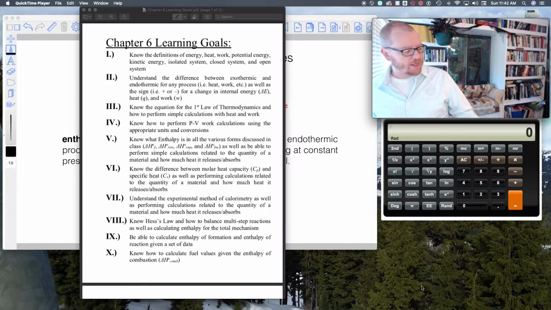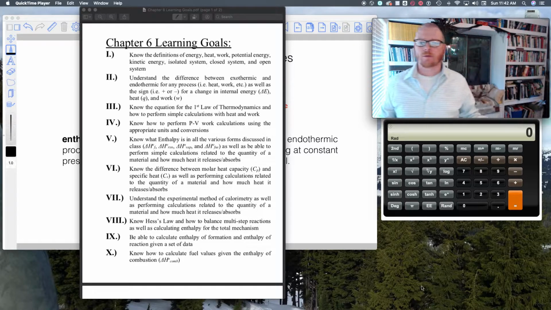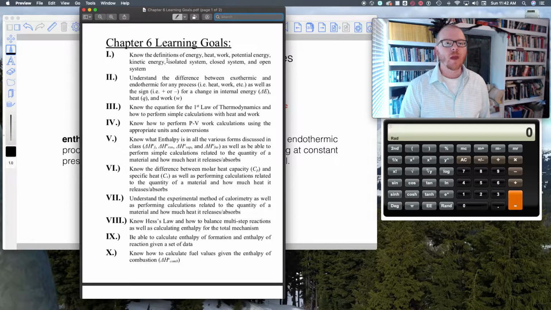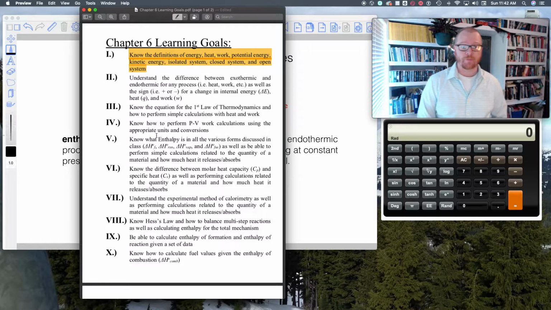Okay, folks, we're going to pick it up here, right where I left it off. So, let's see here. Okay, so in that first video, we went over the definitions of energy, heat, work, potential energy, isolated system, closed system. So know all of those definitions. Be familiar with them, okay?